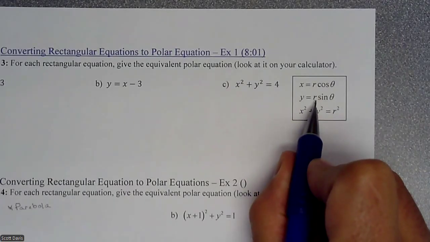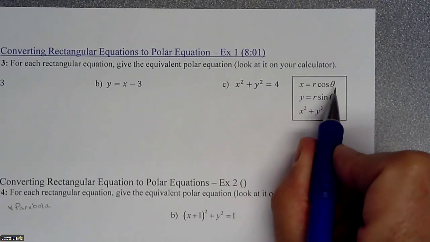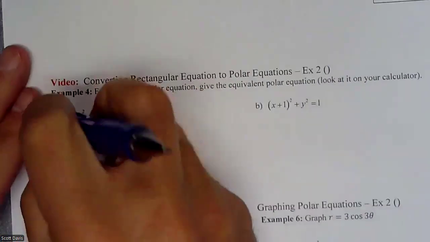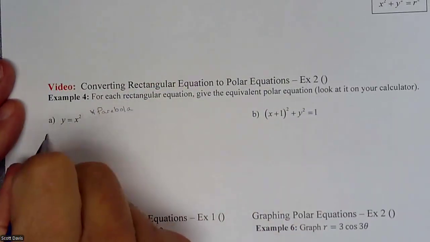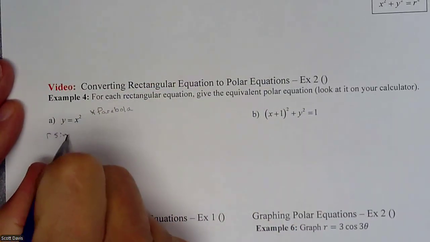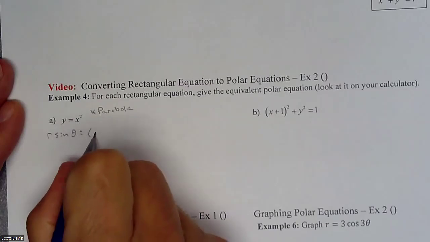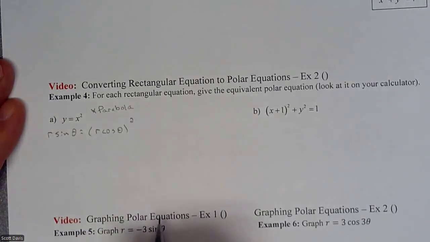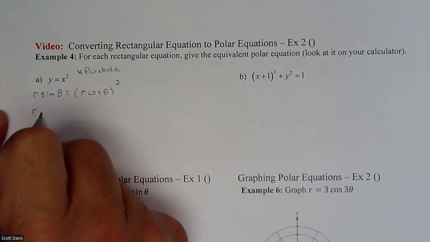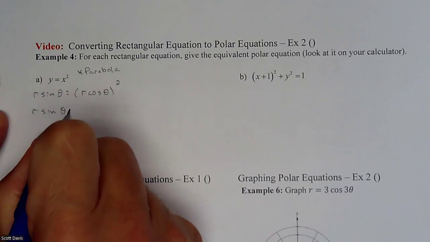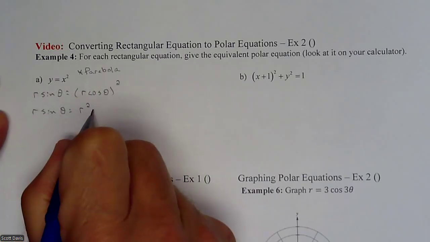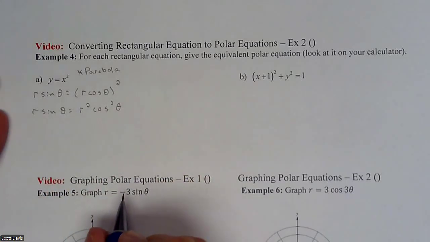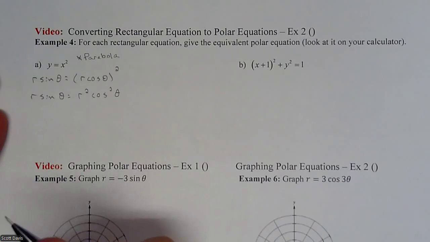Well, y is going to equal r sine theta. x is going to equal r cosine theta. We're going to square that one. So we're looking at r sine theta equals r cosine theta, but it's going to be squared. So if I rewrite that, I'm looking at r sine theta is going to equal r squared cosine squared theta. Now we need to solve for r.